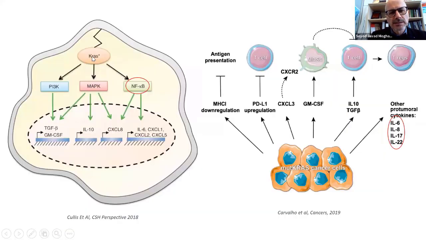As you see here, KRAS mutation leads to activation of different pathways. Mainly we know it activates PI3 kinase, MAP kinase, and signaling that are involved in tumor cell proliferation and survival. However, it also activates the NF-kappa-B pathway, which is the master regulator of inflammation and leads to activation and production of a group of cytokines. Those cytokines could affect different types of immune cells and stromal cells that are infiltrated in the tumor stroma. Among those cytokines, a lot of them are known to have pro-tumor function, including IL-6, IL-8, IL-17, and IL-22.